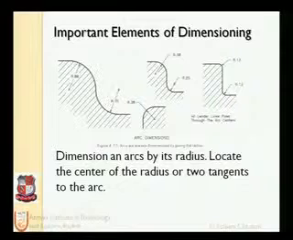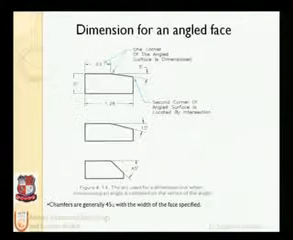written R75. So the arc dimensions are shown this way, by showing their radius. All the leader lines pass through the arc center. So this way we can use the leader to show the arc. Dimension an arc by its radius. Locate the center of the radius or two tangents to the arc. So we need to show the center as well.